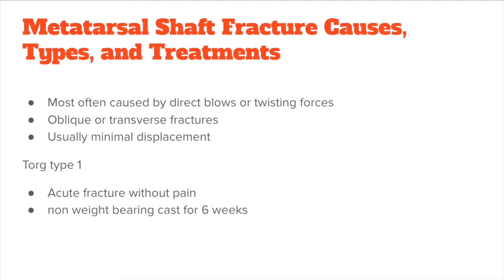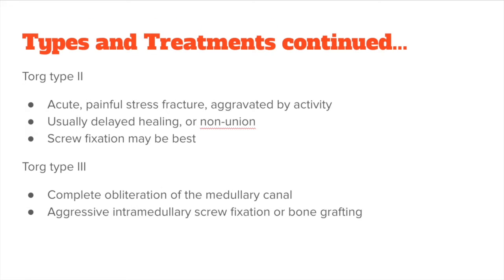There are 3 different types of fractures, and the first type is an acute fracture without pain, which usually requires non-weight bearing and a cast for about 6 weeks in order to heal. The second type of metadiaphyseal stress fracture is acute, painful, and often aggravated by activity, typically resulting in delayed healing or non-union fracture due to the fact that the fifth metatarsal has poor blood supply in the diaphyseal region, which would mean that screw fixation may be the best option to reunite the bone.